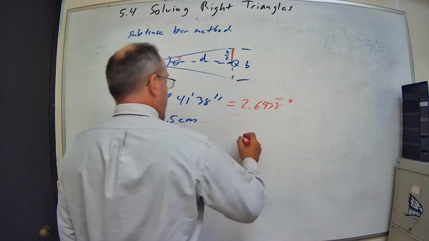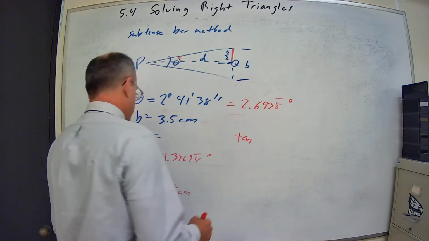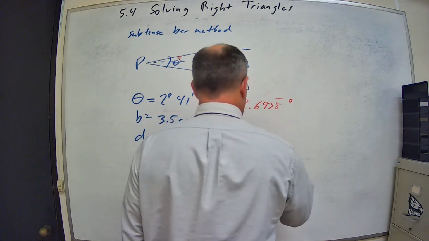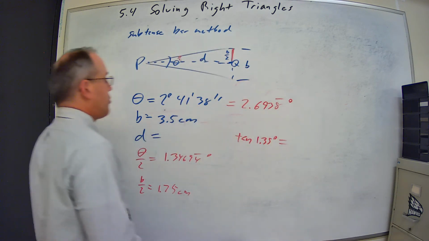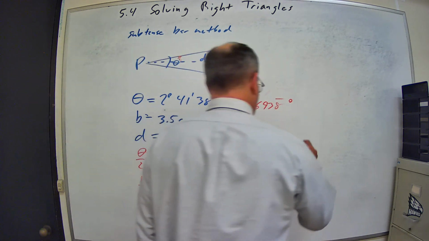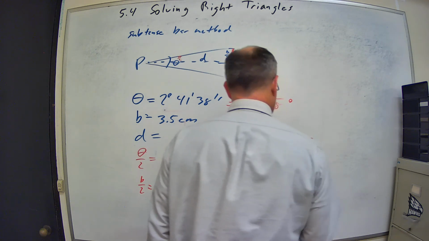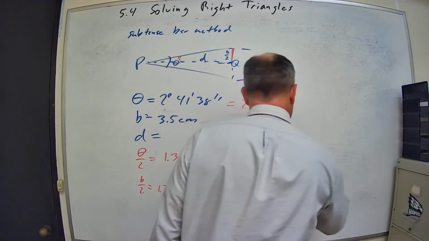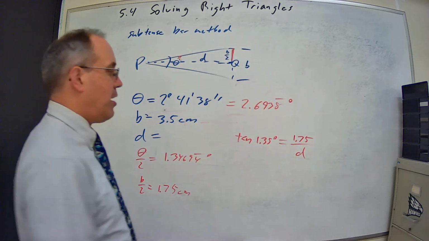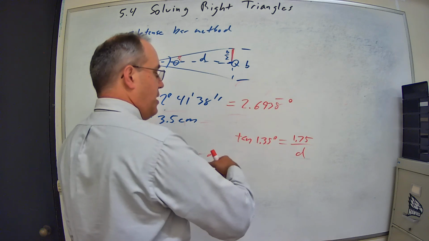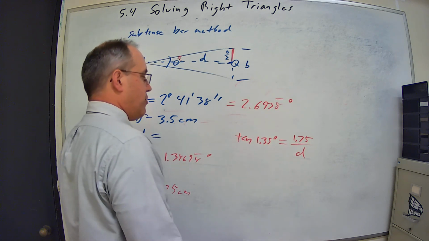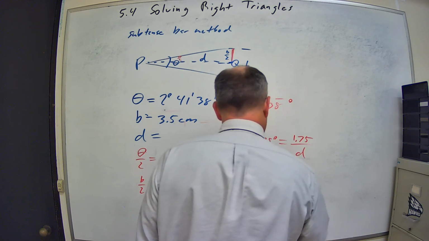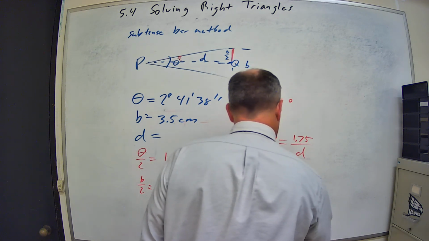So I can say that the tangent of 1.35 degrees is equal to opposite 1.75 divided by adjacent D. So I want to get D by itself, so I'm going to multiply both sides by D, and I'm going to divide both sides by tangent of 1.35. So D is equal to 1.75 divided by the tangent of 1.35 degrees.